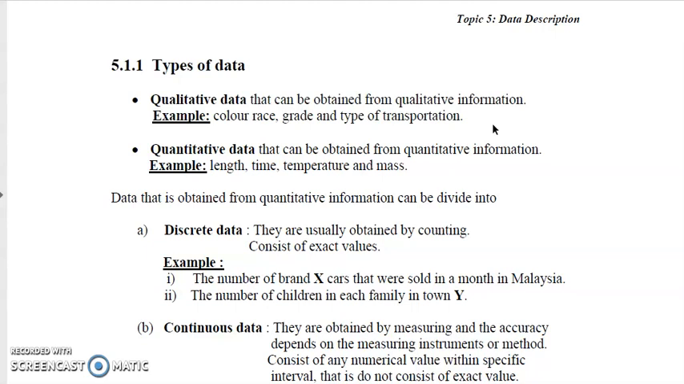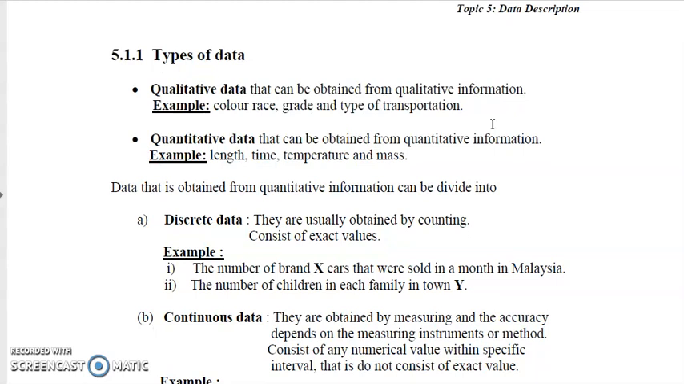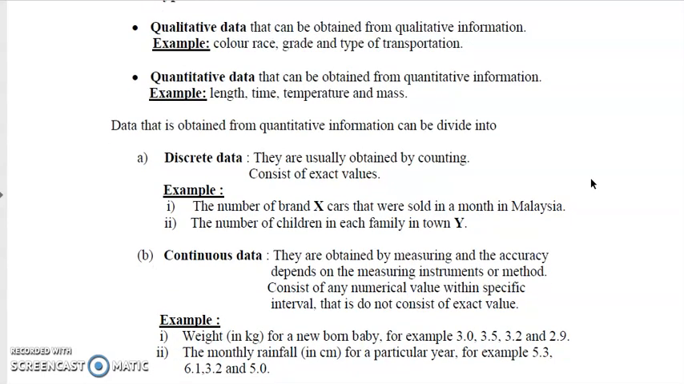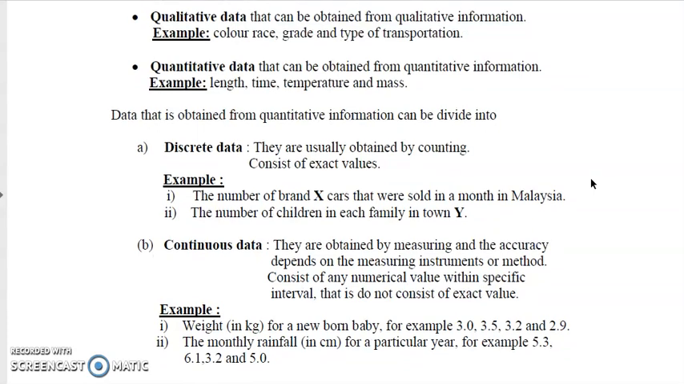Quantitative data we can obtain from quantitative information. As an example, your temperature, your time, length, mass. It's more to quantity, which you can count on. Data obtained from quantitative information can be divided into discrete or continuous. Discrete, we can count the data. As an example, the number of cars, the number of children, which we can count 1, 2, 3.